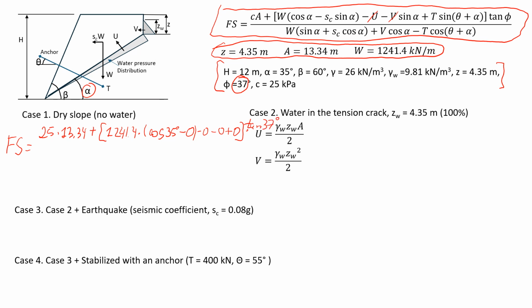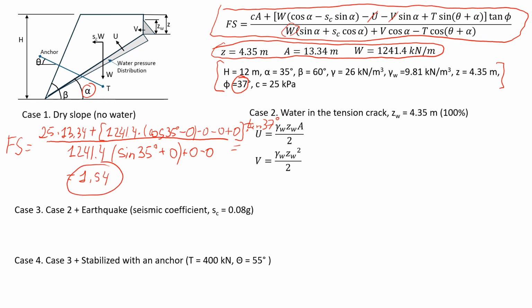Tangent 37 degrees. Okay, now we're going to divide it by, here we have again the weight of the rock mass, which is 1,241.4 times sine of 35 degrees. Again, we have no seismicity, put 0 here, and no water pressure, V is equal to 0 because no water, minus there is no force, any action from the anchor, 0, right? So you see all these values are 0. So according to my calculation, safety factor is going to be 1.54.